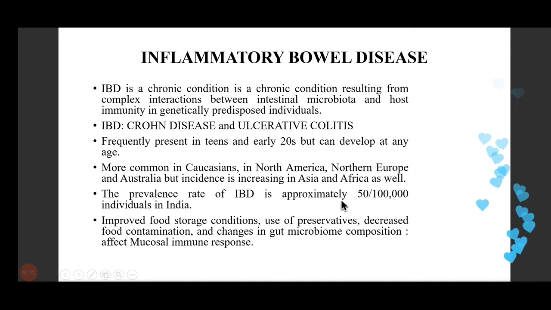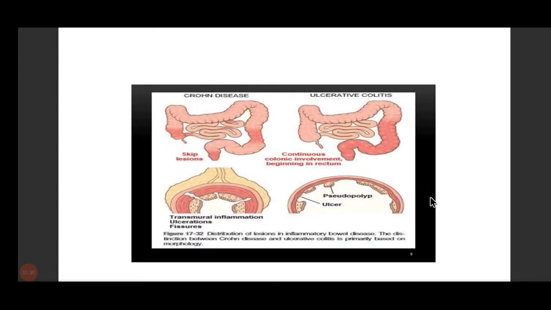The prevalence rate of IBD is approximately 50 per 1 lakh individuals in India. Improved food conditions, food storage conditions, use of preservatives, decreased food contamination, changes in gut microbiome composition affect mucosal immune response. All these will lead, in genetically predisposed individuals, to inflammatory bowel disease. So these are the two subsets of IBD: Crohn's disease, ulcerative colitis.